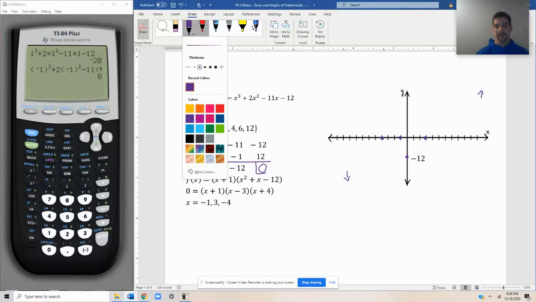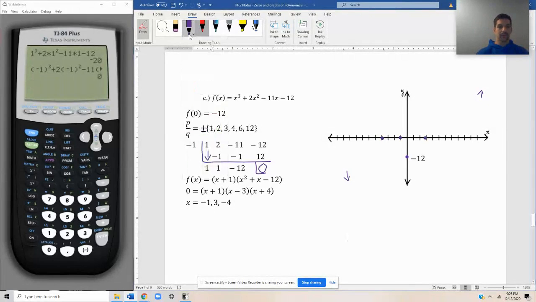And now I can sketch my curve. So I know that each one of these zeros occurred one time, so it's going to pass through each one of these. It's going to finish going down to the left. So I'm going to go down to the left. I'm going to pass through negative 4. I'm going to turn and pass through negative 1. I'm going to pass through my y-intercept of negative 12. I'm going to turn and pass through positive 3. And then I'm going to finish going up to the right. So now I have a graph displaying each of my x-intercepts, my y-intercept, and my end behavior.